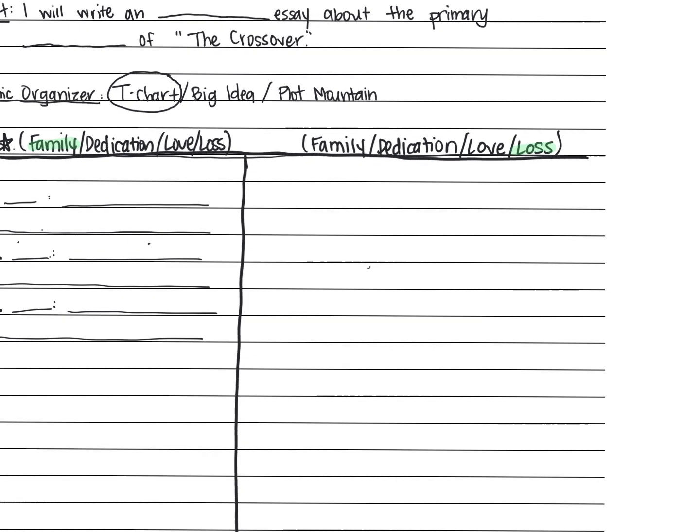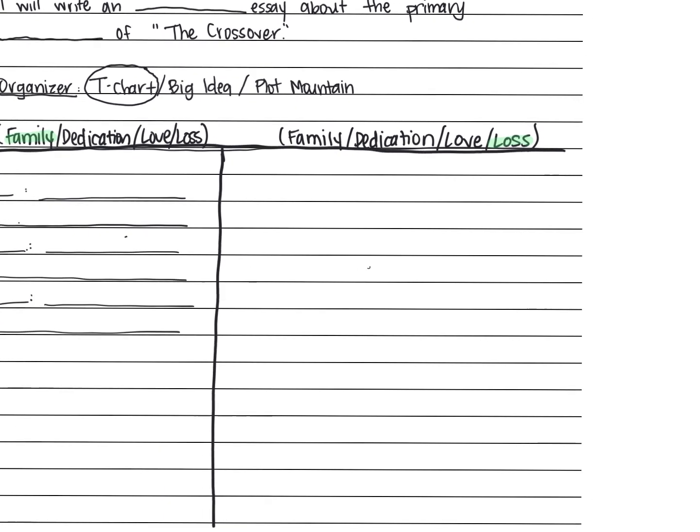Moving on to this side, we're going to do the same thing. You are finding whichever other theme you are using to contrast or to compare to the one that you chose. So again, in this example, if I chose family, on this side, I'm going to be choosing loss. And again, I'm going back to my packet and I am writing 3 points from whatever this theme is.